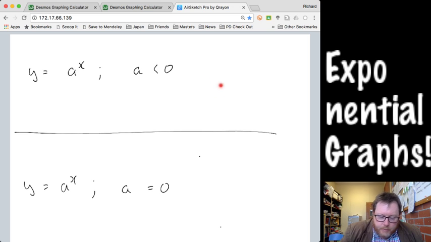Because we can just say not applicable. Really, a isn't less than 0. You won't come across graphs that you'll need to create where a is less than 0, which is nice.